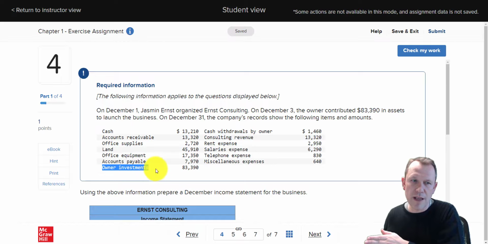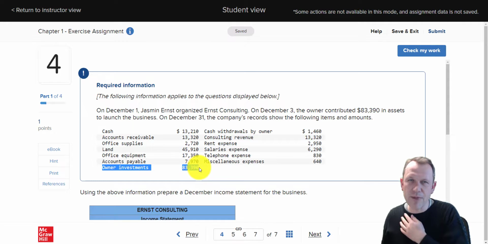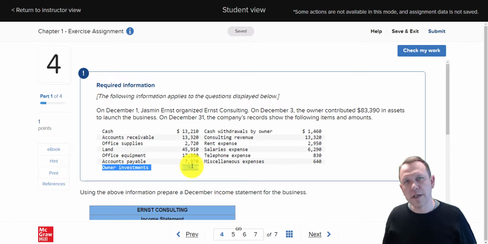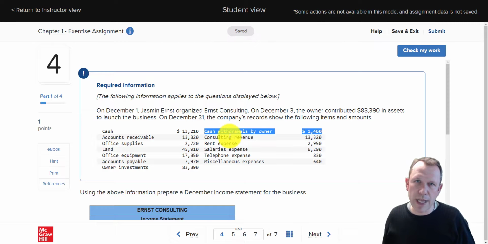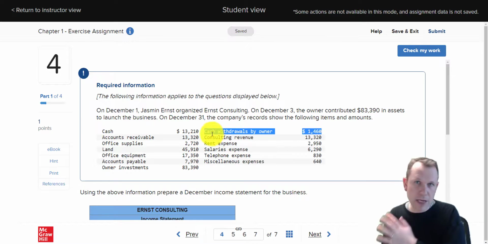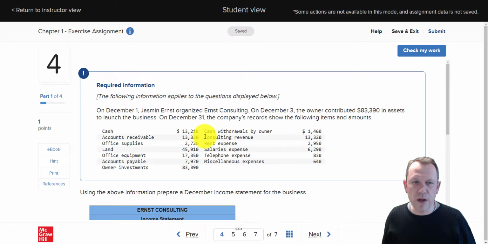That's our owner's investments, the same thing kind of as a capital account. In a corporation, it would be our stock accounts, showing the ownership in the company. Then there's the withdrawal account. In a corporation, the withdrawal account would actually be dividends. We'll talk more about corporate accounting and partnership accounting later on in the second half of the term. Then, as part of our equity, we have revenue.